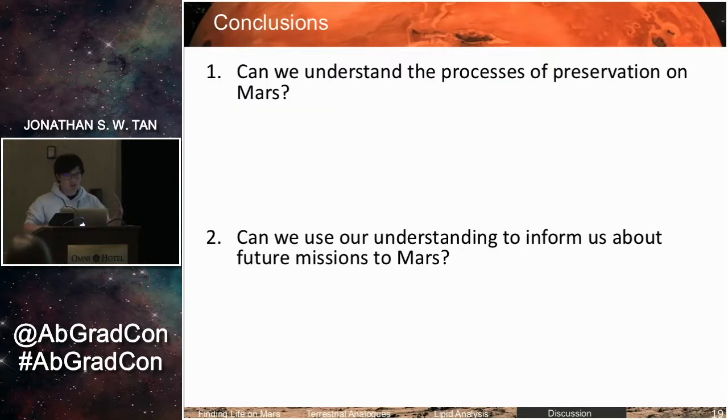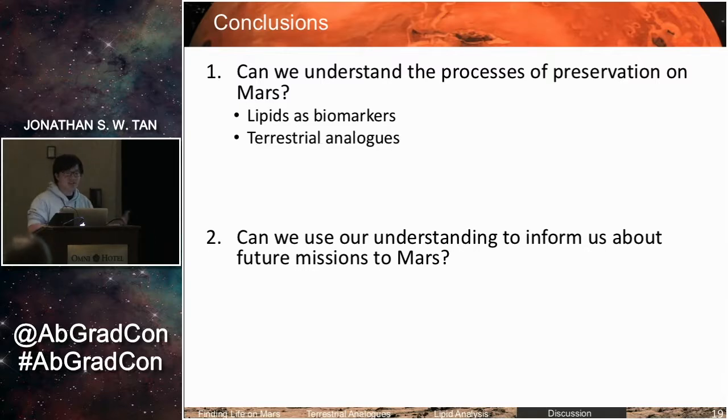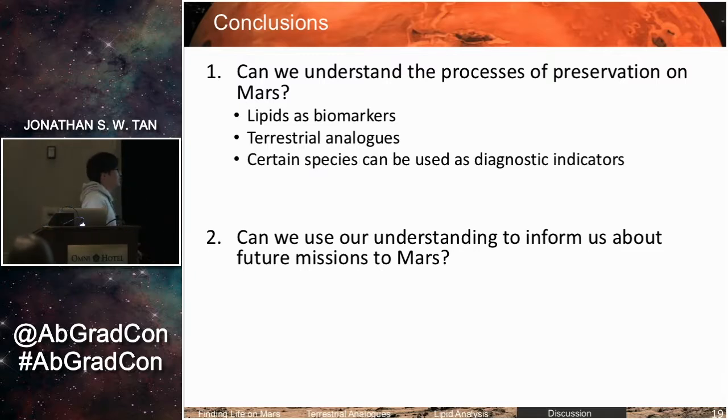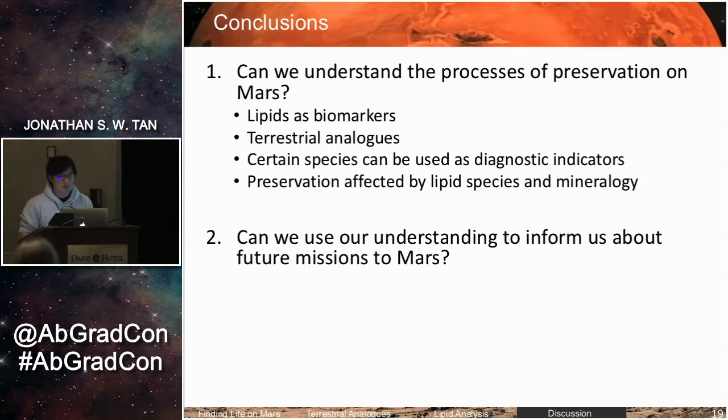So let's go over the conclusions. Let's return to the two questions that we asked ourselves at the very beginning of this lecture. What are the processes of preservation on Mars, and can we understand them? The answer is, yeah, we can, because we can use lipids as biomarkers. We can select appropriate terrestrial analogs, in this case, sulfur streams for Noachian Mars. We know that certain species of lipids can be used as diagnostic indicators for different metabolisms or different domains of life, but that these are affected by the preservation of these species, depending on what species they are and what mineralogy is present in the analog environment.